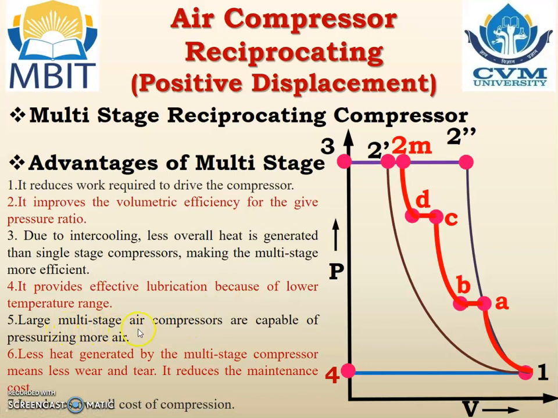Large multi-stage air compressors are capable of pressurizing more air. So a large quantity of air can be compressed if we go for the multi-stage compressor rather than a single stage compressor. Less heat generated by the multi-stage compressor means less wear and tear of the cylinder and piston, and due to that it reduces the maintenance cost of the reciprocating compressor. And so it reduces the overall cost of the compressor.